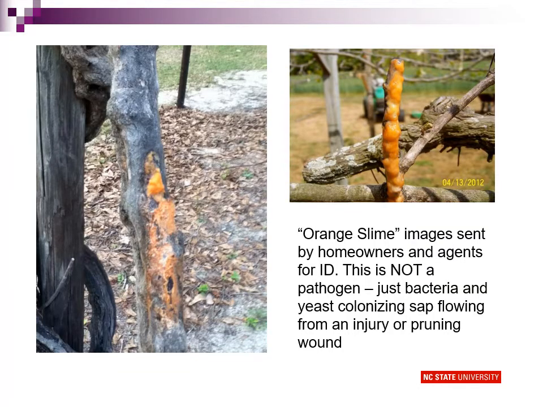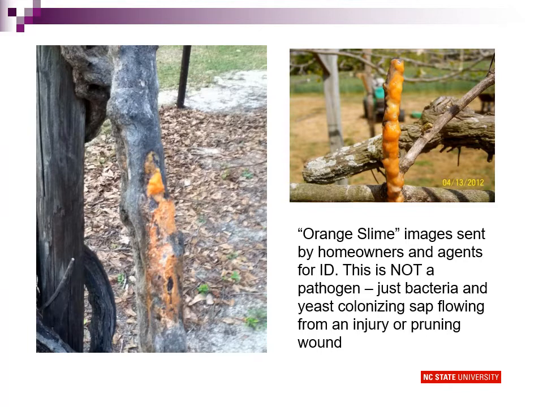Another image that we'll often get in the plant disease and insect clinic is orange slime, and this may be something that you've seen on grapevines. It is not a pathogen. This is just an indication that you have an injury.